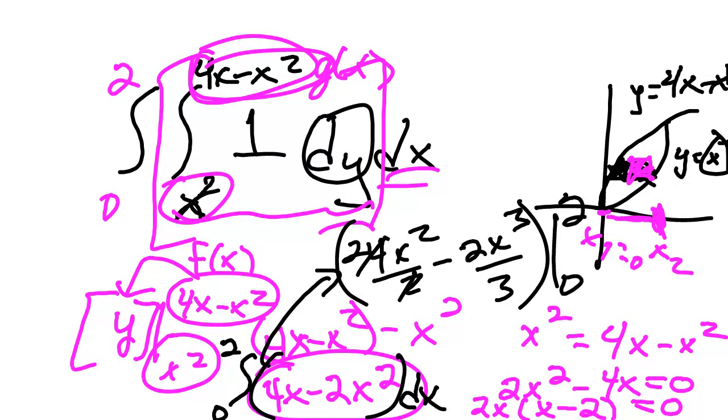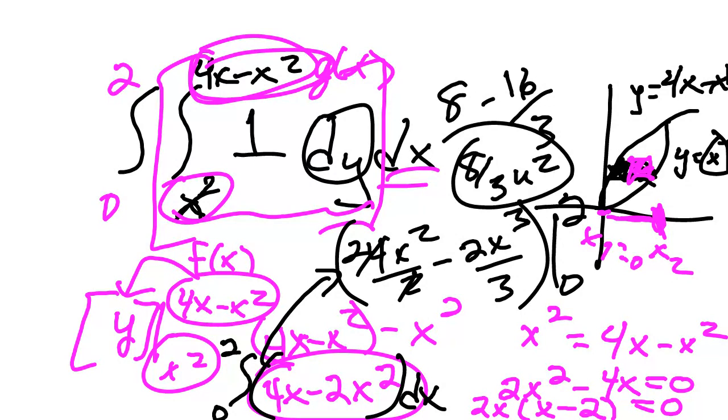Plugging in 0 is going to be 0, but plugging in 2, that'll be 8 minus 16 thirds, right? Which is 24 thirds minus 16 thirds is 8 thirds square units, which is what they got. Okay, as far as area of the region. All right, so anyway, I did want to cover that.